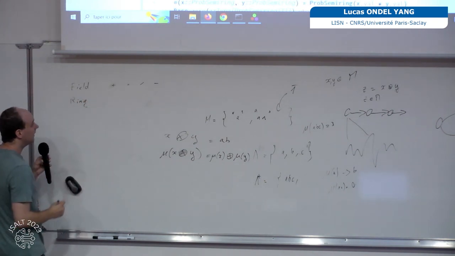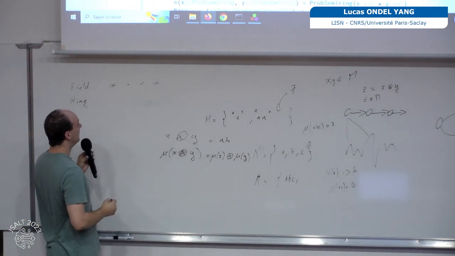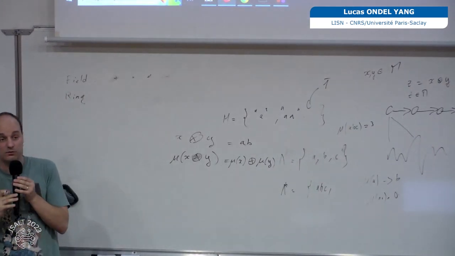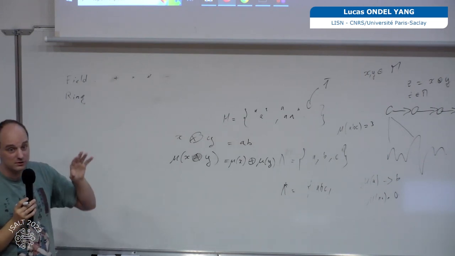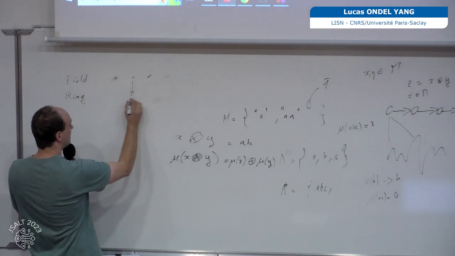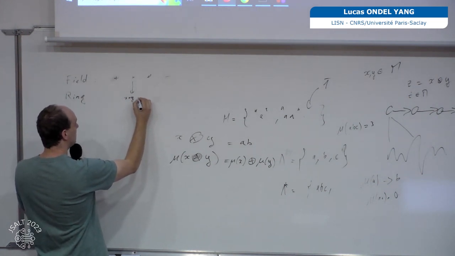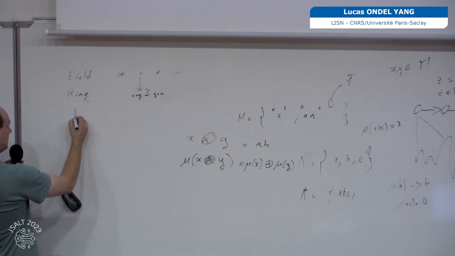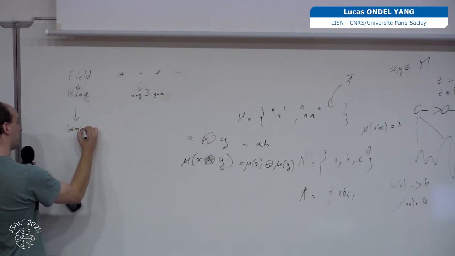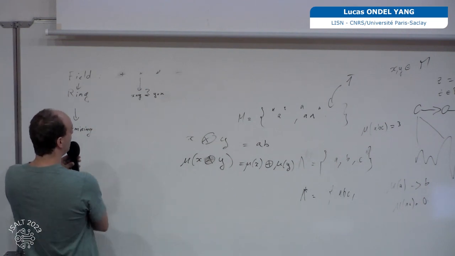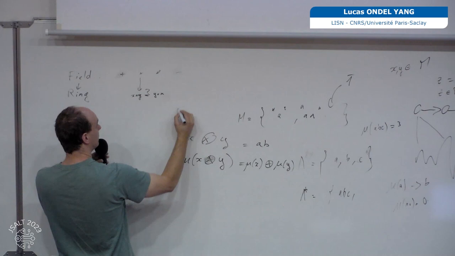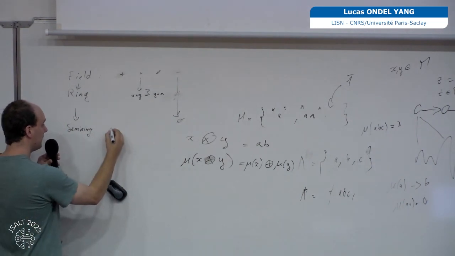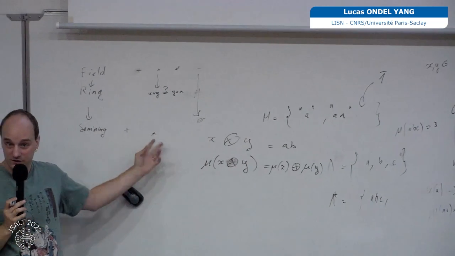So ring will say, well, we don't need the division. Or eventually, when we work with a ring, we are not forcing ourselves to use division. And we say that the multiplication is not necessarily commutative. So x multiplied by y is not necessarily equal to y multiplied by x. And then there is semiring, that says, well, okay, we remove the subtraction here and we don't need it anymore. So at the end, for the semiring, what we have is just addition and multiplication, and multiplication which is not necessarily commutative.